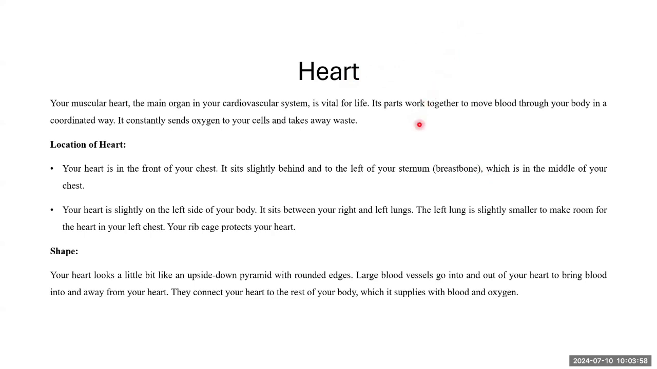Our internal body organs, such as our stomach and intestines, all contain smooth muscles. Even the blood vessels contain smooth muscle. So heart muscle is kind of unique. It has properties of both skeletal muscle as well as smooth muscle, so it's a third type of muscle. It's the muscular heart, the main organ in the cardiovascular system, which is very vital for life.